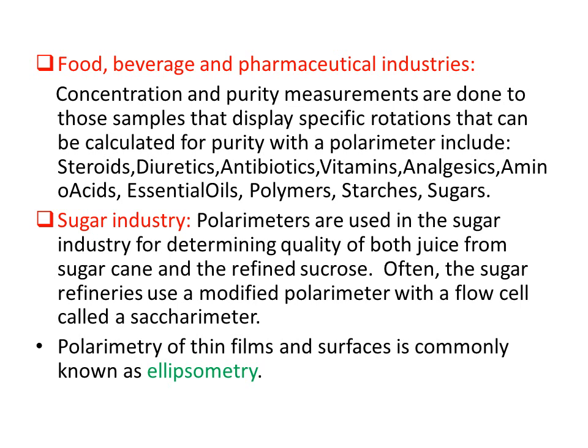Polarimeters are used in the sugar industry for determining the quality of both juice from sugar cane and the refined sucrose. Often the sugar refineries use a modified polarimeter with a flow cell called a saccharimeter. Polarimetry of thin films and surfaces is commonly known as ellipsometry.